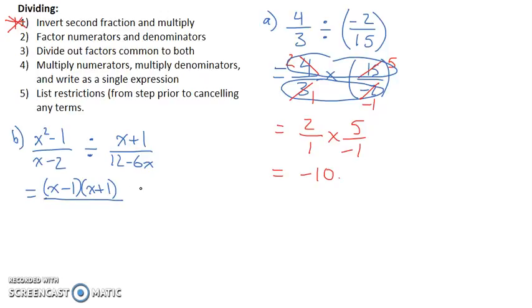But I'm getting ahead of myself. I want to invert and multiply. I like to kind of factor as I go. I want to make sure I change that to multiplication and invert this. This is 12 minus 6x, moves from the denominator to the numerator, and the numerator, x plus 1, moves to the denominator. So now I have a common factor of x plus 1 here and here, and I'll list the restrictions in a minute, because there's something I want to point out with that.